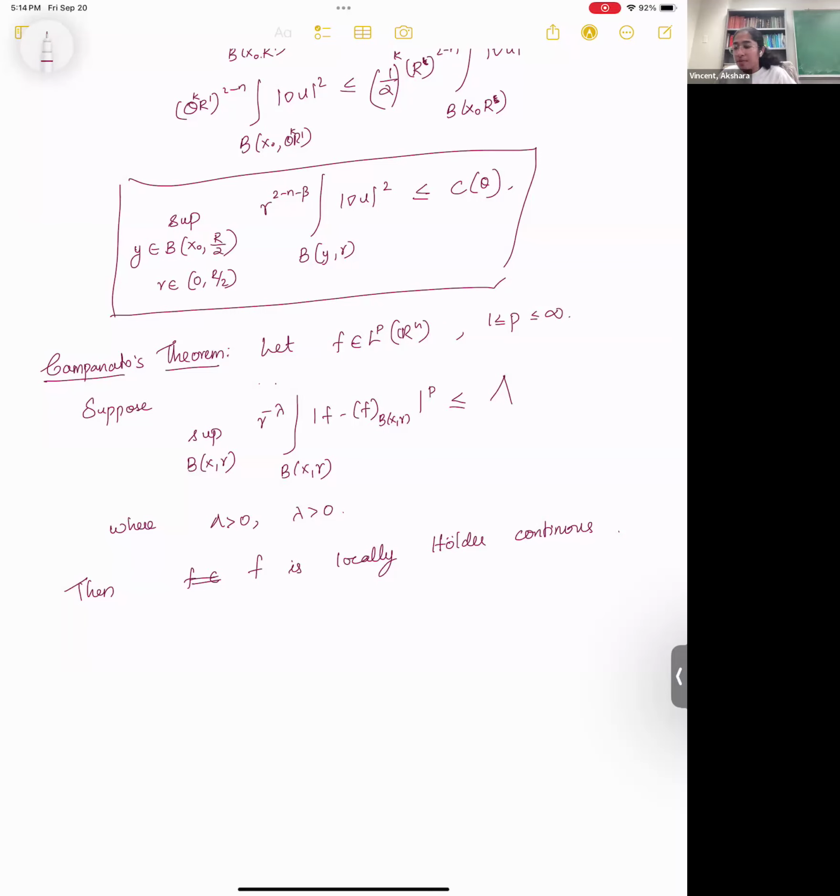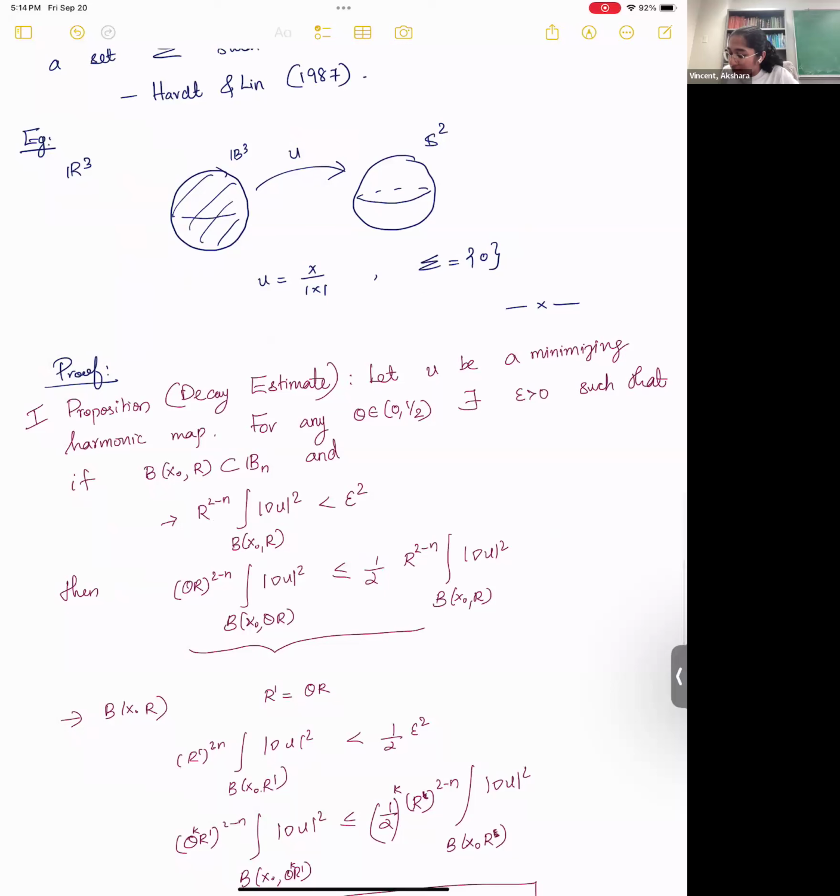So from the above step, we see that you have a bound on the gradient of the function. So we can apply the Poincare inequality to get a bound on the L^p norm of the function and then apply Campanato's theorem to get the desired result. So a clever use of Campanato's theorem gives us the result. That is, if we start with the point x naught and if we have an energy bound, then we see that our minimizer is locally Holder continuous around that point. So if we have the decay estimate, we are done.